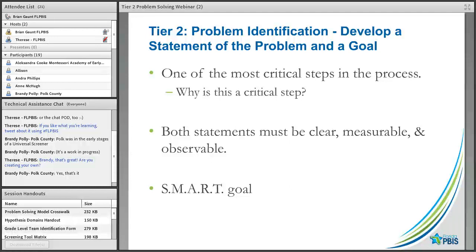So right off the bat, we definitely want to make sure that we are very clear on what that problem is. It needs to be specific, measurable, observable. We can certainly look at long-term goals and short-term goals. But when we're developing goals for Tier 2, I want to just go back and emphasize again that connection with Tier 1. The most distant or primary goal of Tier 2 really should be the performance indicator that got that student on our radar in the first place at Tier 1.